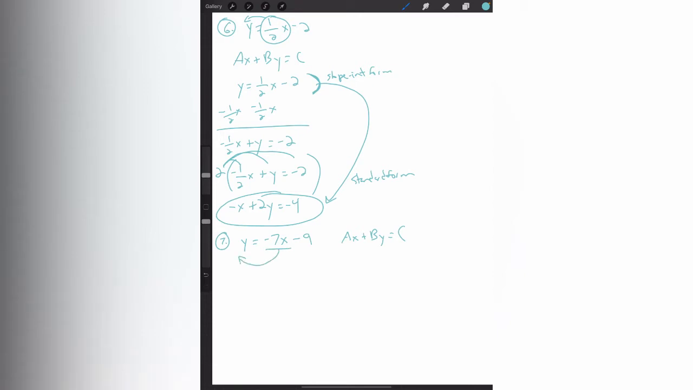So I want to get this over to that side of the equation. The way I'm going to do that is I'm going to add, oops, not 8x, I'm going to add 7x to each side. So that gives me 7x plus y is equal to negative 9. Now I have all integer coefficients, right? 7, 1, which is in front of the y there, and negative 9. So I'm good. That was a short one. Number 7, good to go.